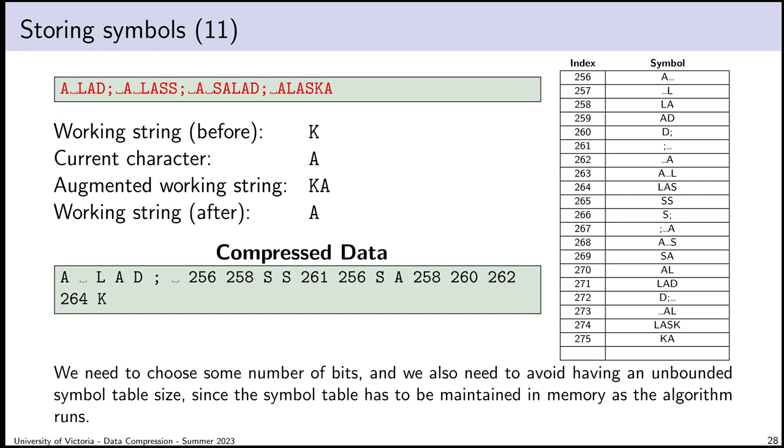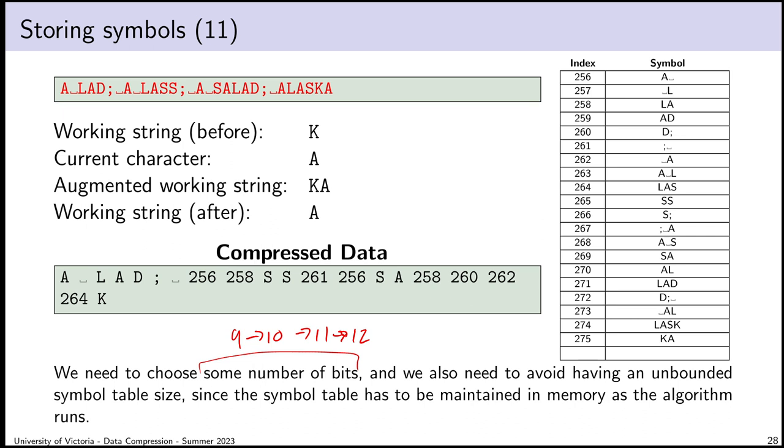For the time being, though, we have to choose, because we don't care what size our input is. We're assuming we're going to work with inputs of any size. We have to choose some number of bits, and therefore we can't have an unbounded symbol table size. We have to maintain the symbol table in memory as the algorithm runs, even if we have some flexibility on the number of bits. What we're going to see later is I am allowed to choose, let's say, 9 bits at first, and then later I can use 10 bits, then 11, then 12. As long as the decompressor knows what's going on, I can use a different number of bits depending on where I am in my input.